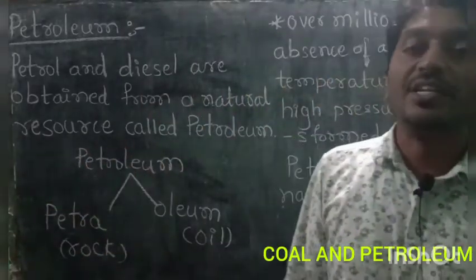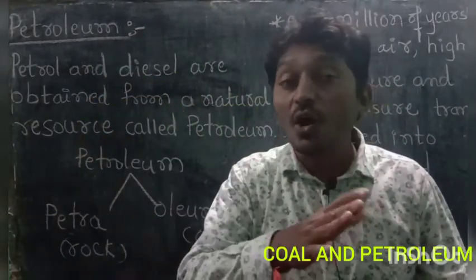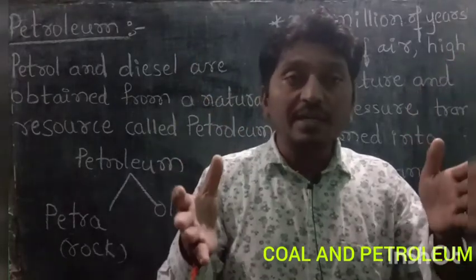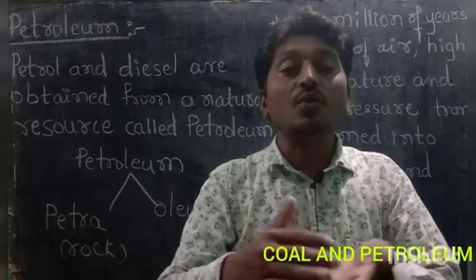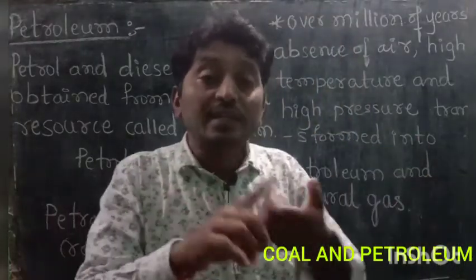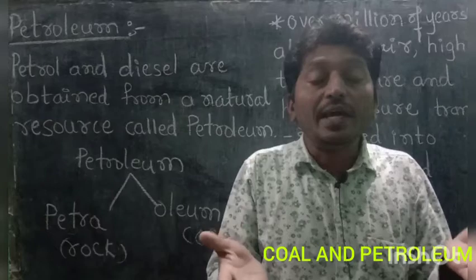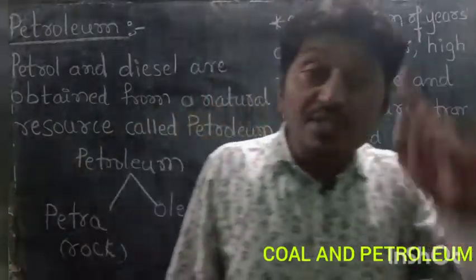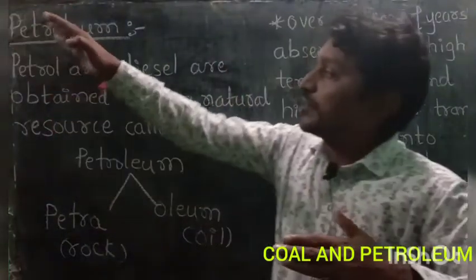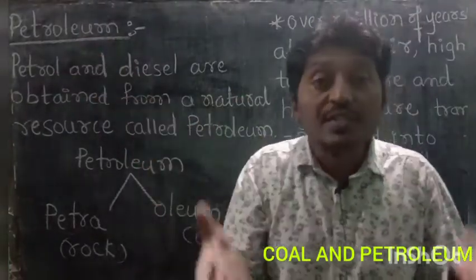It's a very interesting fact, my dear students. Petroleum is mainly formed in the sea by organisms. When the organisms died, they settled down in the sea or ocean. The dead organisms were then completely covered by dust, clay and sand. Afterwards, due to high pressure and temperature, in the absence of air, gradually the dead and decaying matter is completely converted into petroleum and also natural gas. This is the formation of petroleum under the sea or ocean.